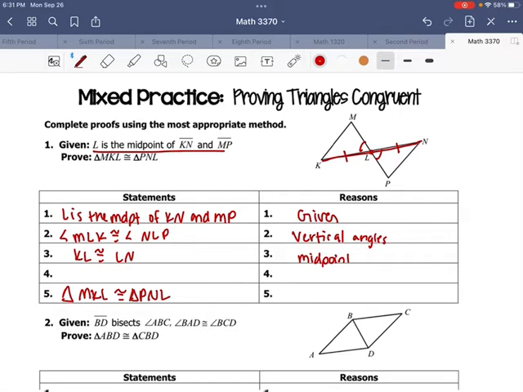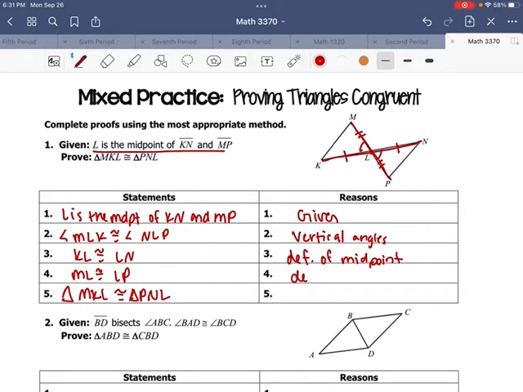I should have written definition of a midpoint. It gets so long, writing it over and over, so I always tell the kids, just write midpoint. But it is because of the definition of what a midpoint is. Now it says L is also the midpoint of MP. So it's also the midpoint of this line. So I can write NL is congruent to LP, also because of the definition of the midpoint.